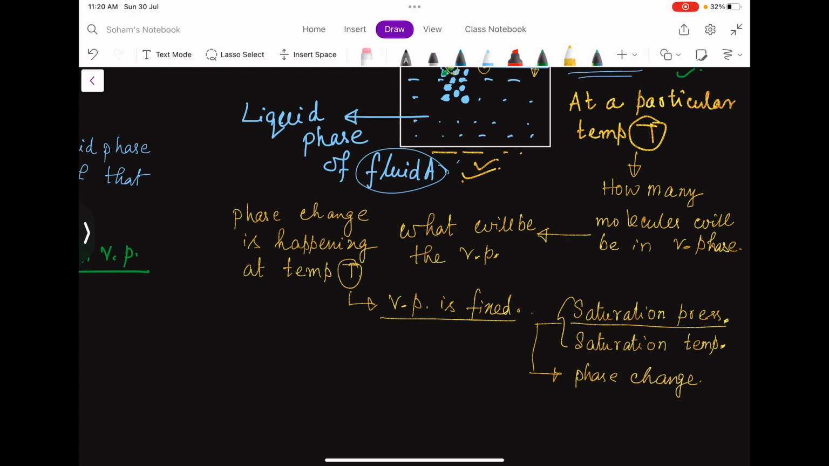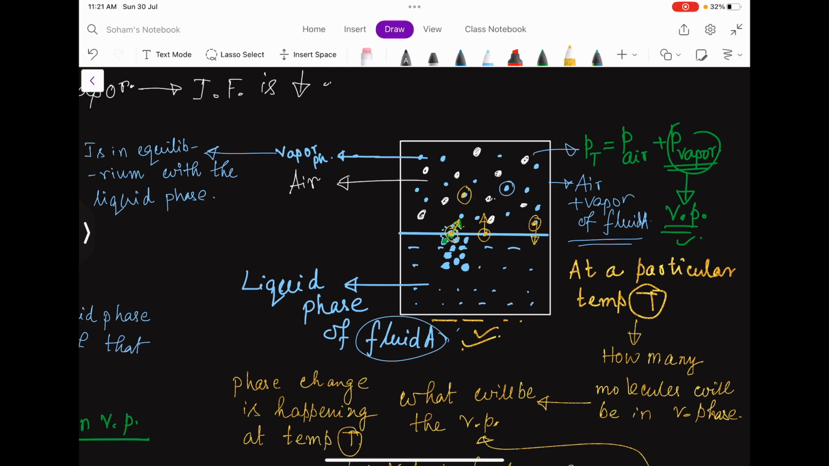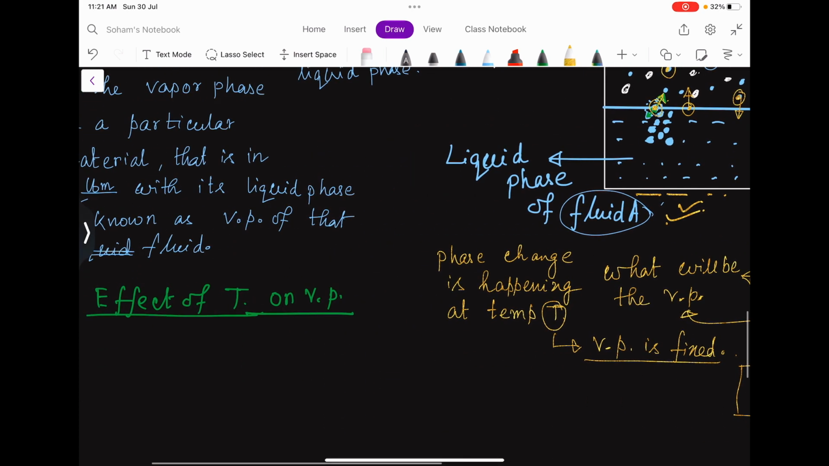So this saturation pressure is nothing but the vapor pressure at a particular temperature. So if I mention this particular vapor pressure and I am claiming that this is in equilibrium with its liquid phase, then the temperature automatically gets fixed, and that is called the saturation temperature. And vice versa, if I mention the temperature and I ensure that these two phases are in equilibrium, then the vapor pressure is fixed, and that is called the saturation pressure. So this is called the vapor pressure, and this was the effect of T on vapor pressure.